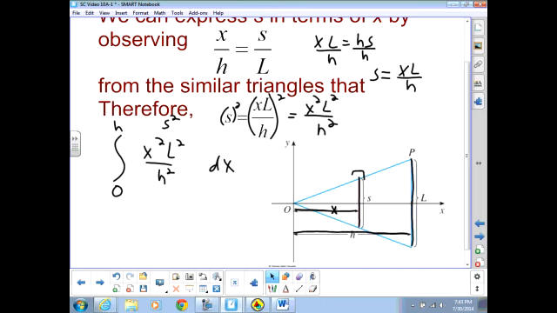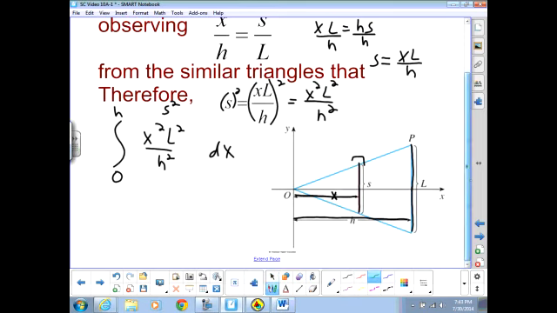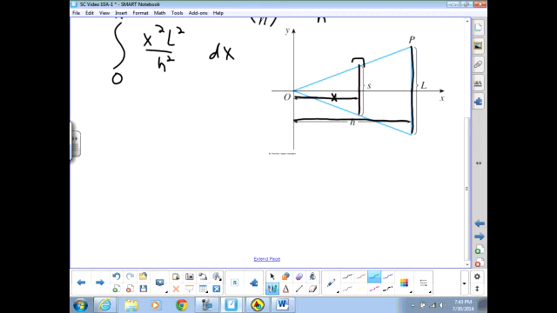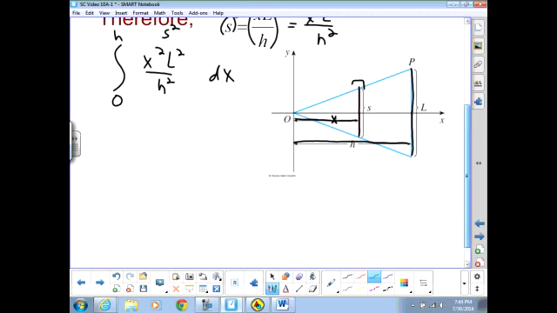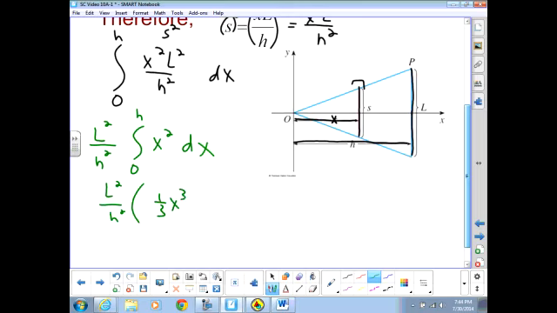We just need to evaluate it. Now keep in mind, L and h are constants. They are not variables. We know we can pull constants out front. And now this antiderivative is pretty straightforward. We'll keep the L squared and h squared out front. We'll have 1/3 x cubed, and we're going to evaluate from 0 to h.